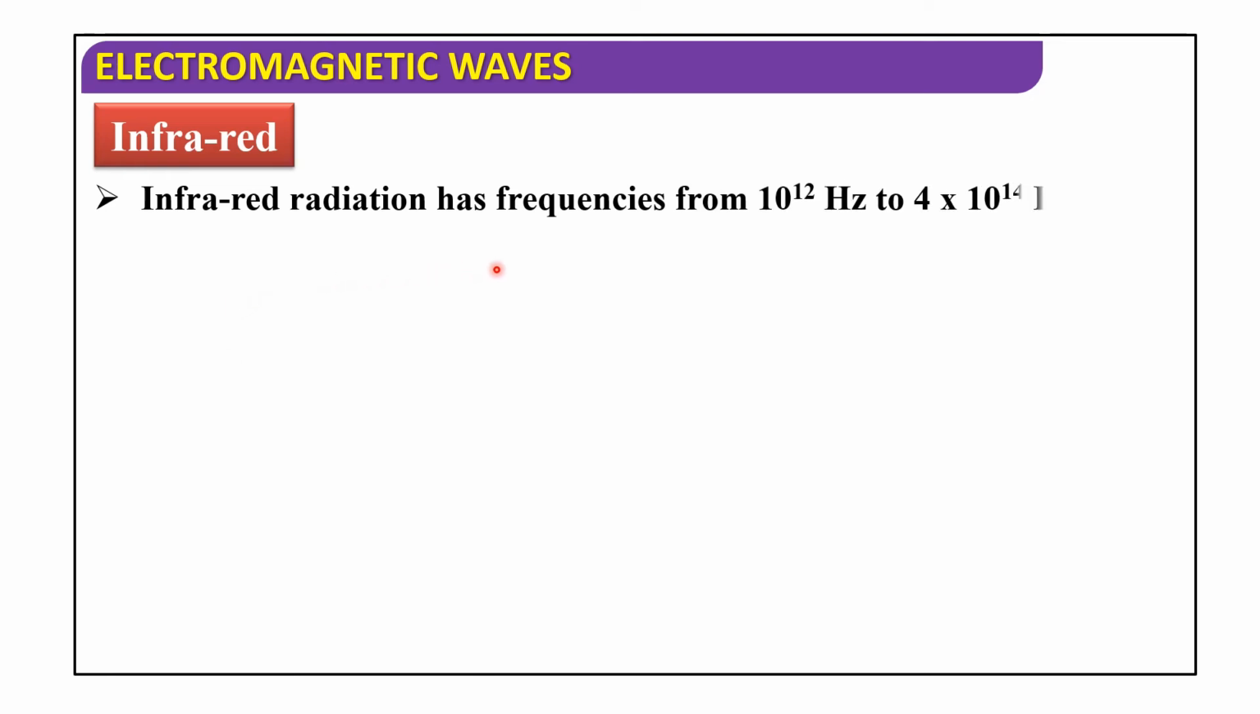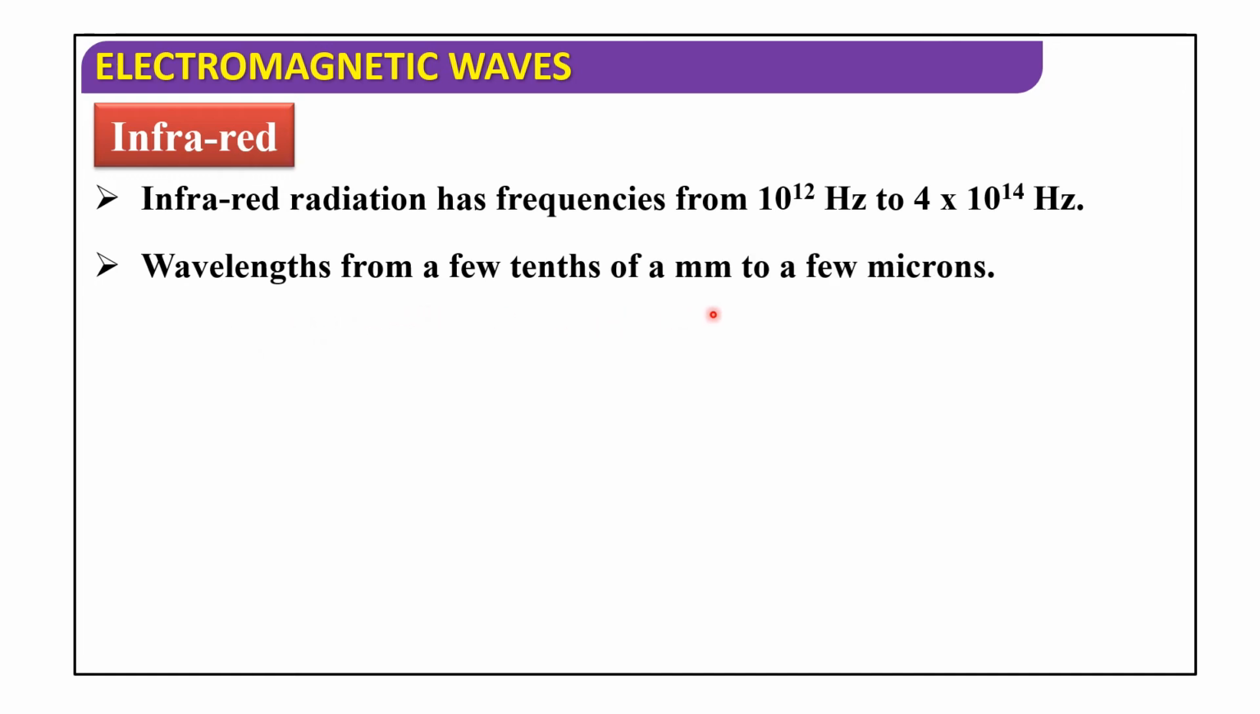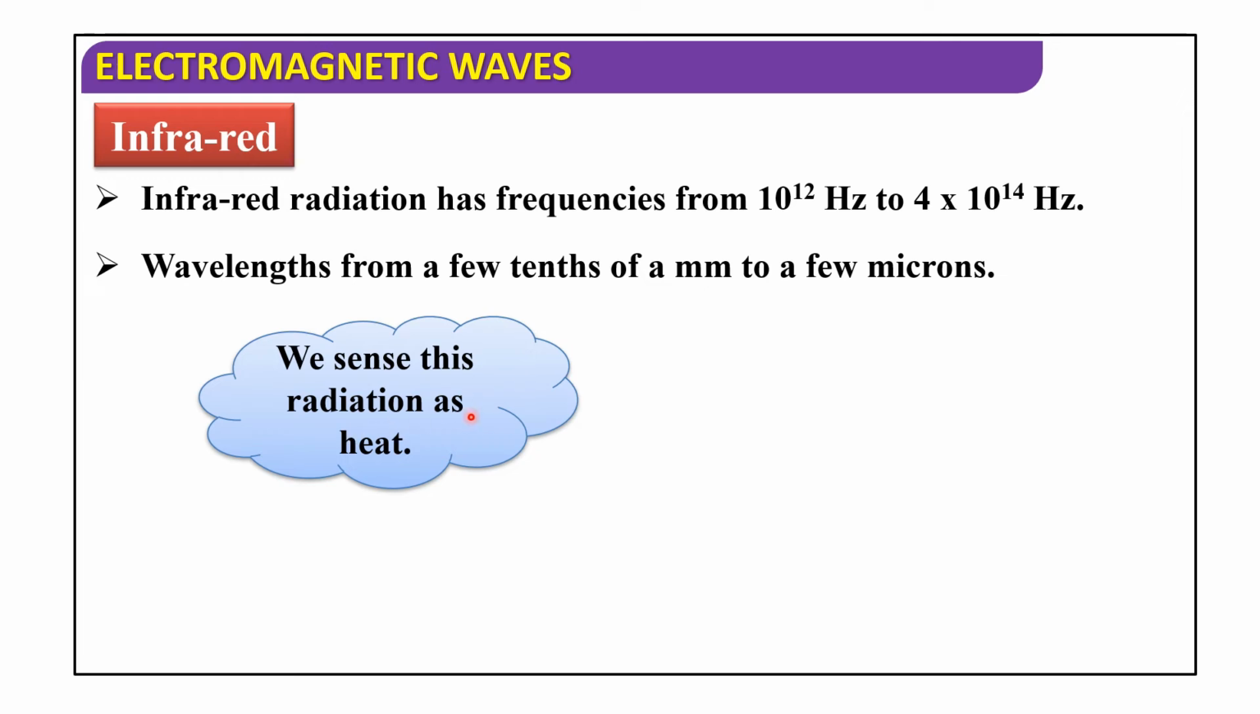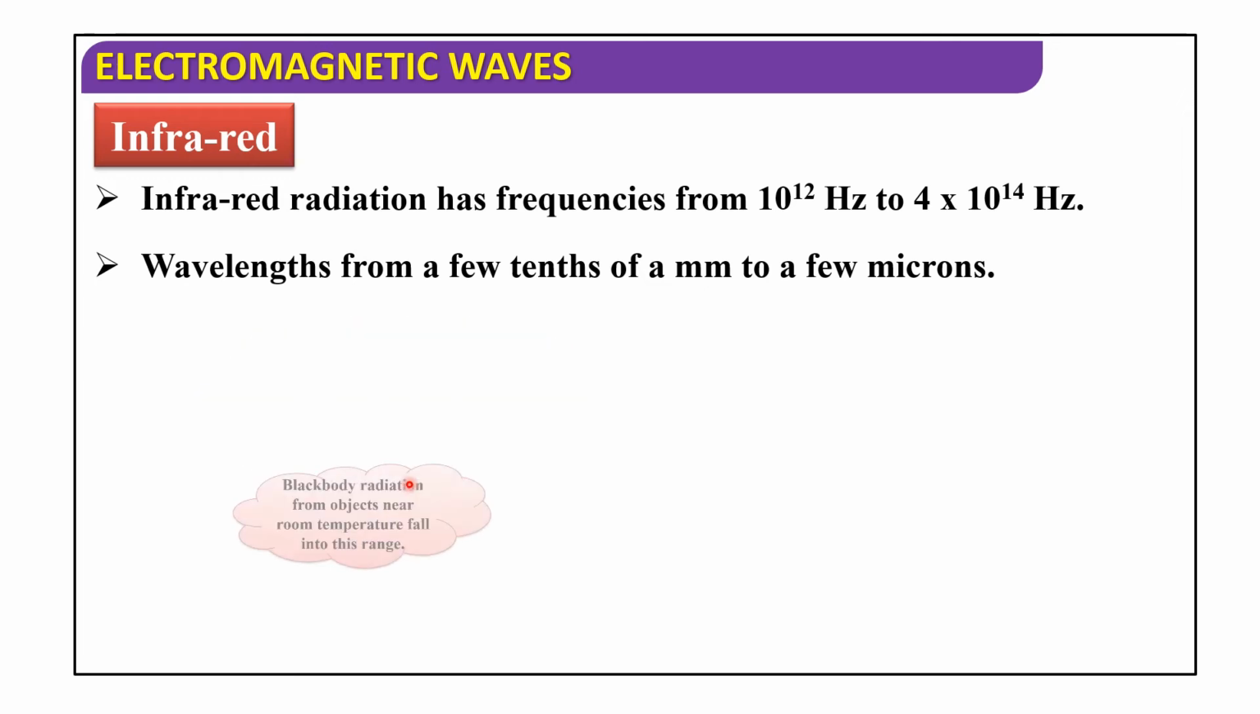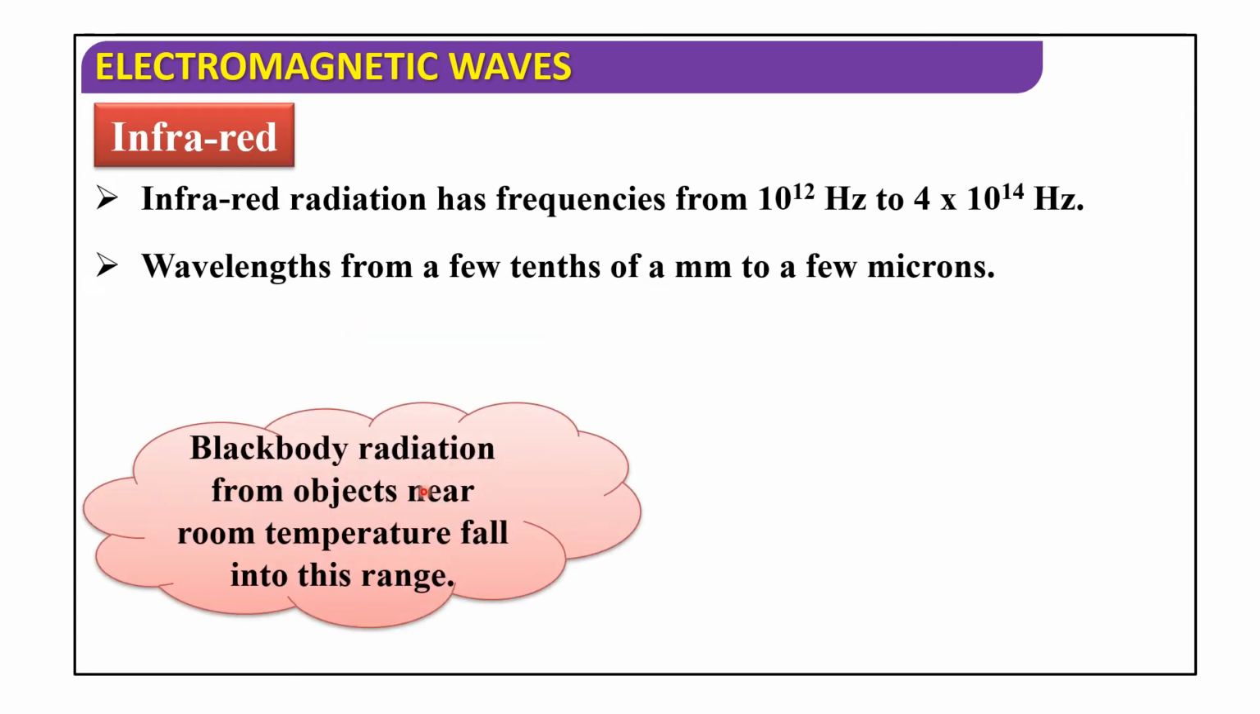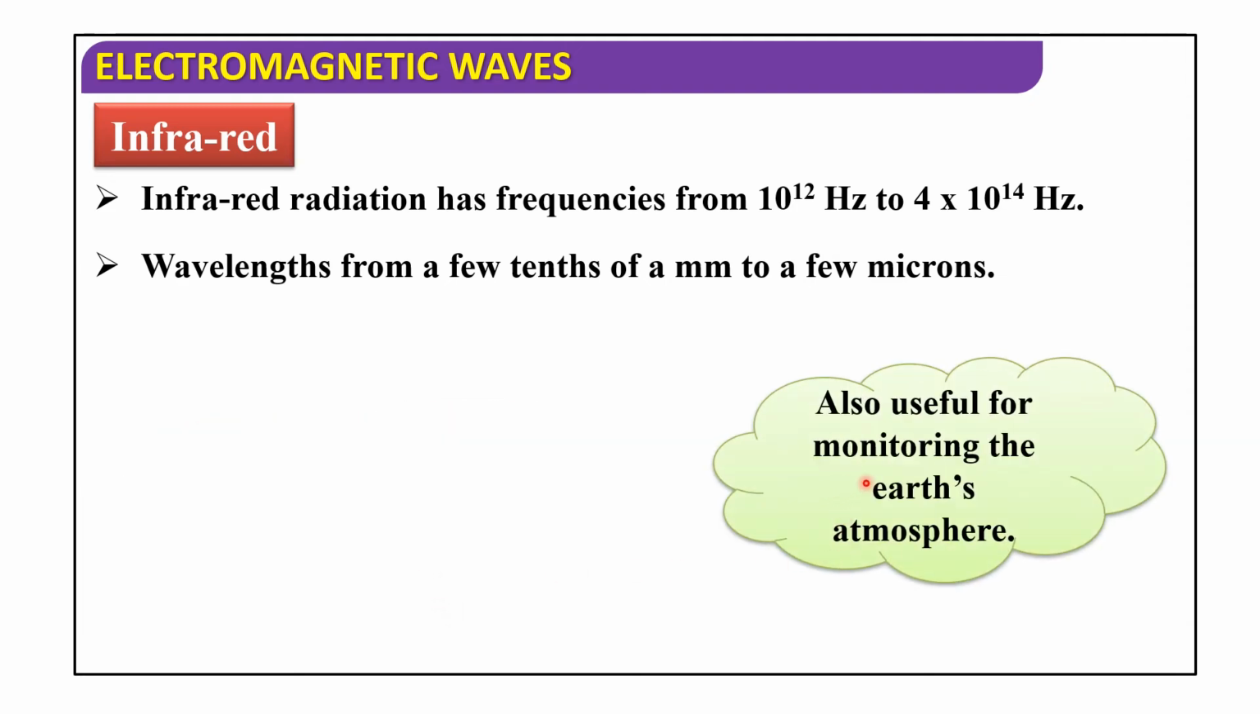Infrared radiation has frequency from 10^12 Hz to 4 × 10^14 Hz, with wavelengths from a few tens of a millimeter to a few microns. We sense this radiation as heat. Black body radiation from objects near room temperature falls into this range. It is also useful for monitoring the Earth's atmosphere.